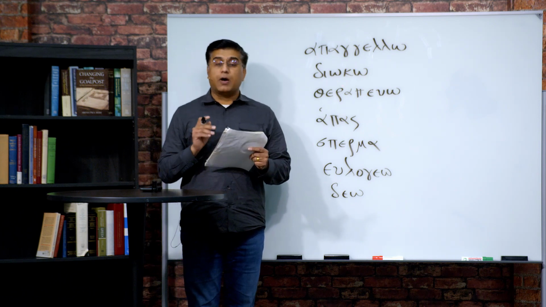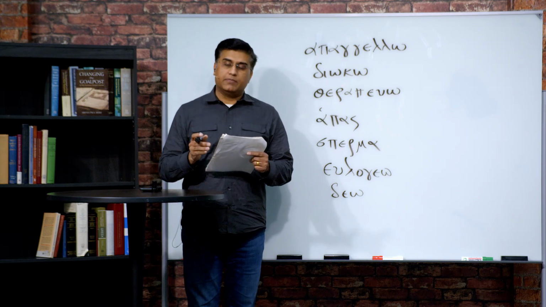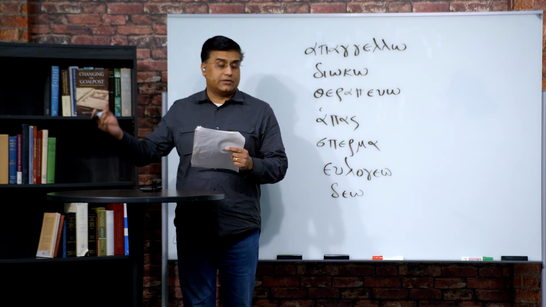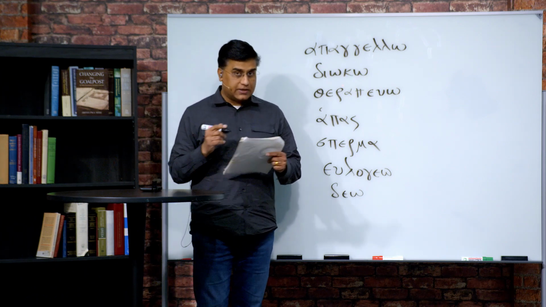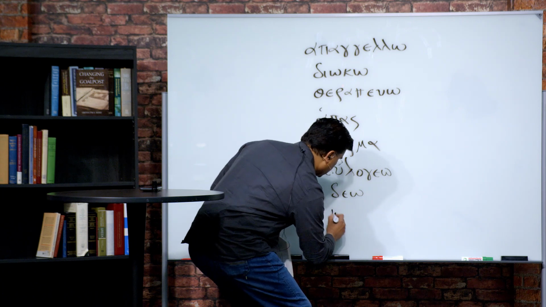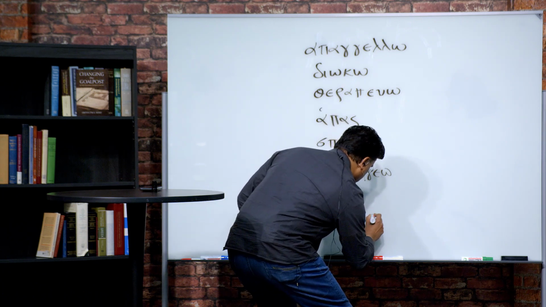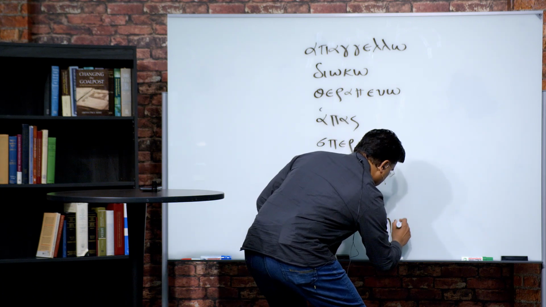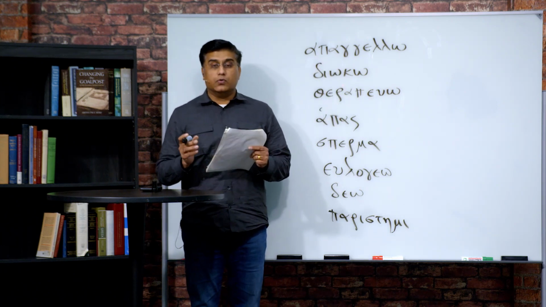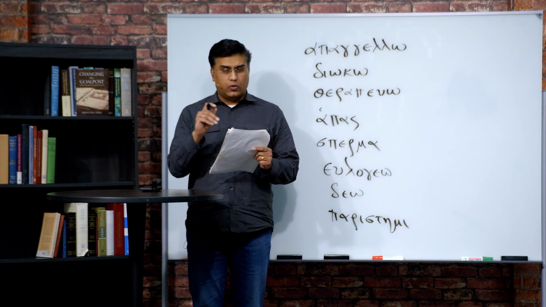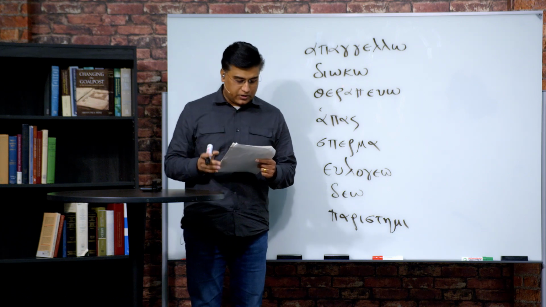Next is paristemi. Paristemi is to stand by or I stand by or present. Next is pou with semicolon, which is question mark in Greek.